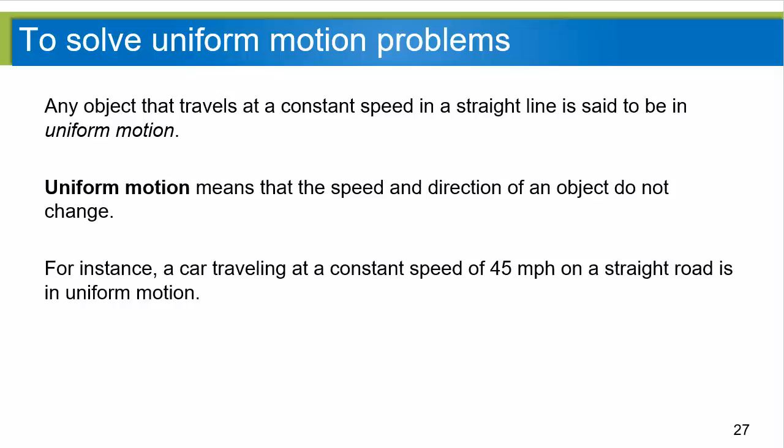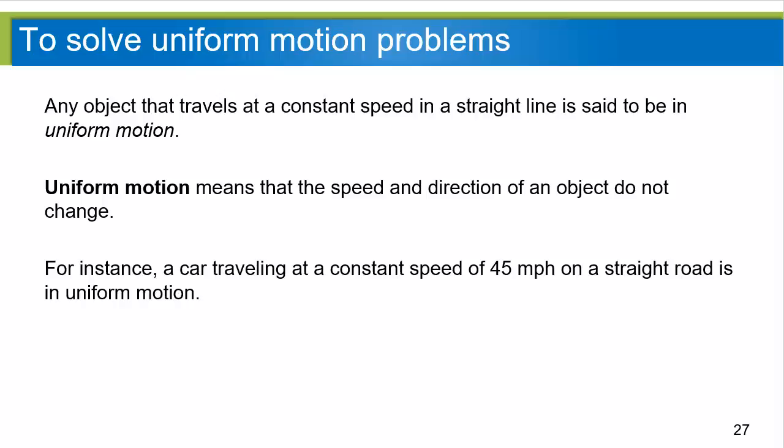Two trains leave Chicago, one traveling west at 40 miles an hour, the other traveling east at 60 miles per hour. How long until they're 300 miles apart? Those types of things. Those are uniform motion problems. Anytime something is traveling in a straight line at a constant speed, it's called uniform motion, right? Constant uniform motion.